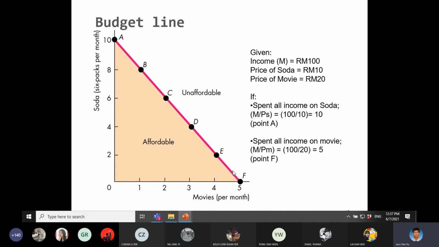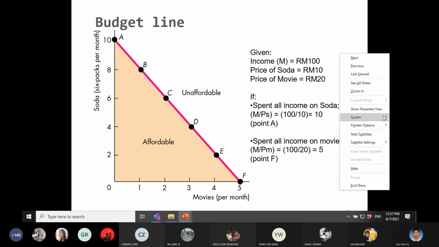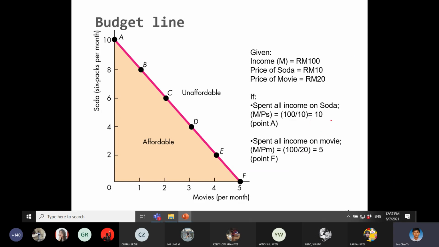must be a straight line, downward sloping. Because if you have the income, let's say this is your income, 100, and then this is the price for soda and for the movie. Now this thing is fixed, because we have limited income, and the price is basically fixed in the market.